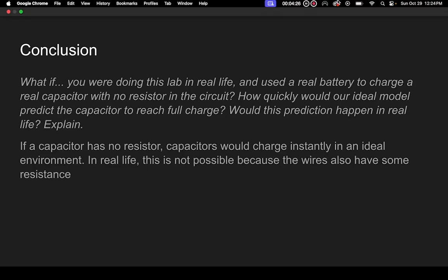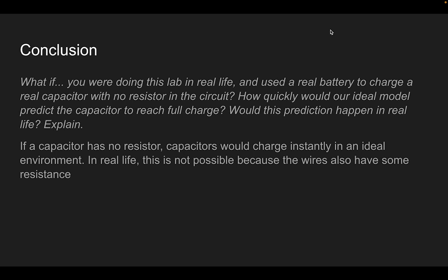What if you were doing this lab in real life and used a real battery to charge a real capacitor with no resistor in the circuit? How quickly would our ideal model predict the capacitor to reach full charge? Would this prediction happen in real life? If a capacitor has no resistor, it would charge instantly in an ideal environment. In real life, this is not possible because the wires also have some resistance.